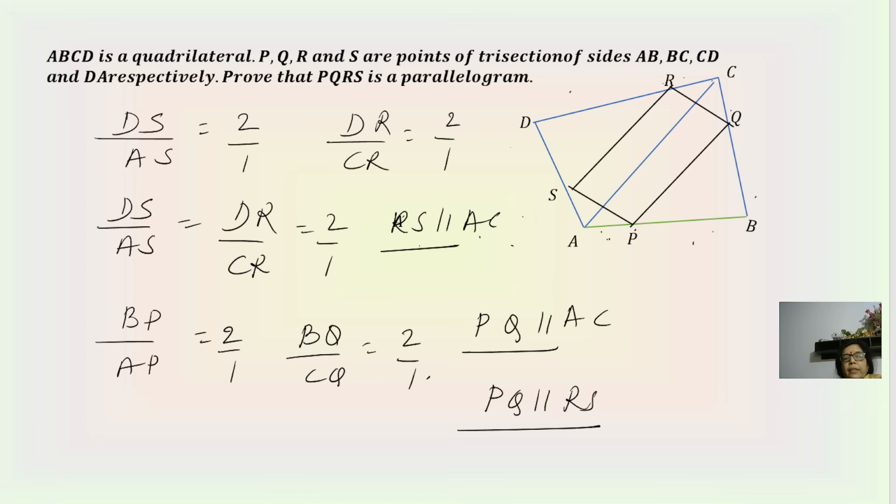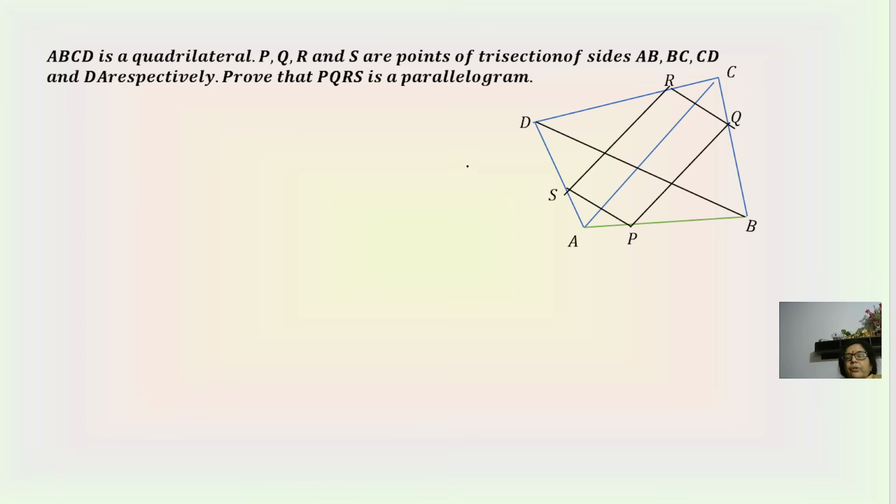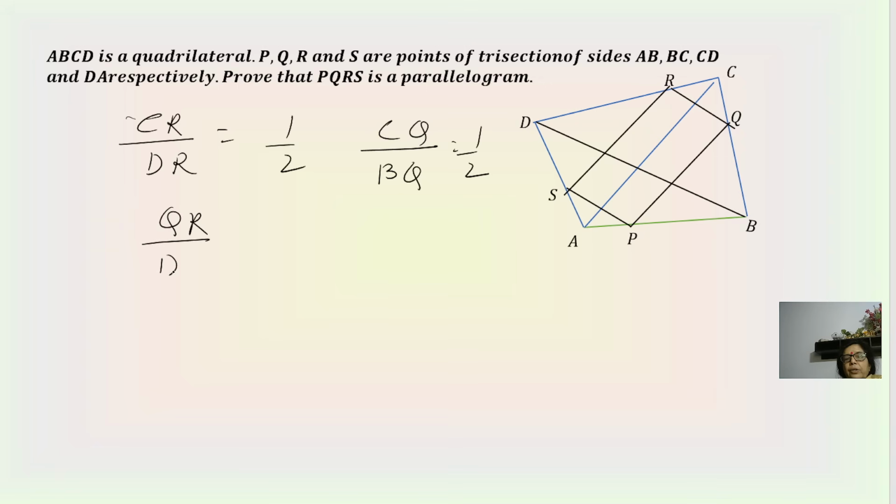Now to prove the other two pair of sides parallel, let us draw this diagonal, that is BD. Now we'll take the triangle CBD. From the triangle CBD, we get the ratio CR by DR as 1:2, and CQ by BQ also has 1:2. So that means the ratios are equal, they form a proportion. So QR is parallel to BD. So this is one relation.